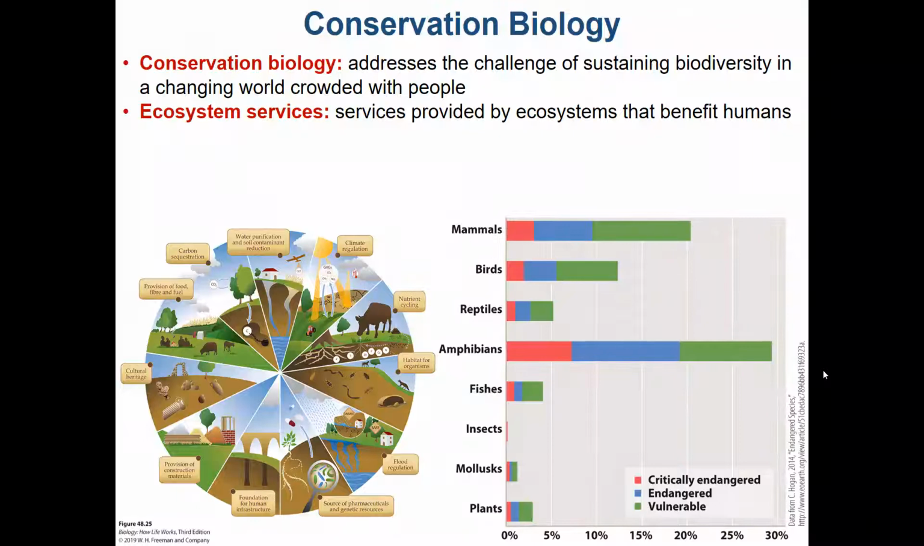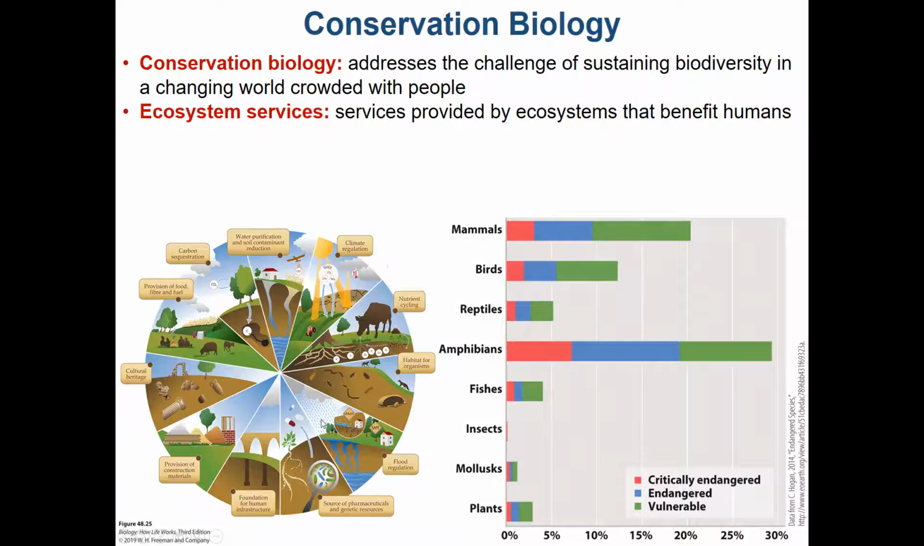These areas are a high priority for conservation efforts. Evidence shows that biodiversity provides important ecosystem services, that is, services provided by ecosystems that benefit humans. So you can see here, these are different ecosystem services provided by our planet.